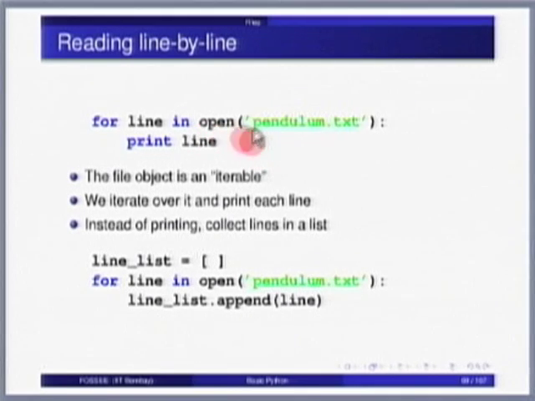Think of it as behaving like a list, although it is not a list, it is a file. As we iterate over it, each line is obtained as line and you can print it and process it. You can do anything you want with the line here. For example, instead of printing all the contents, I could append all of these into a list. So, let us try that.